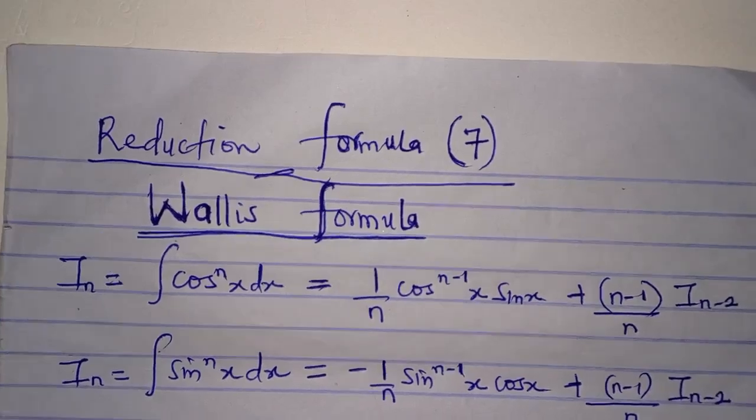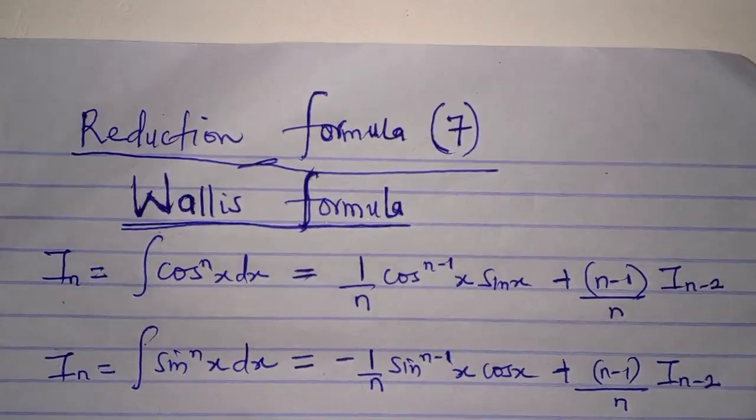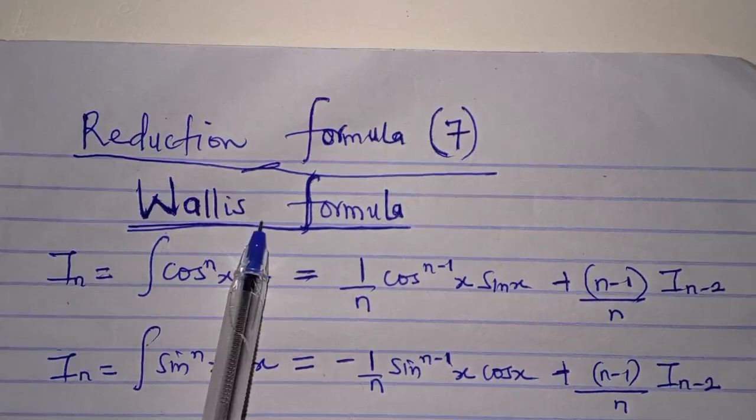There is a special reduction formula if we take the limit of integration of these two integrals from 0 to pi over 2. And that is what we call the Wallis formula.